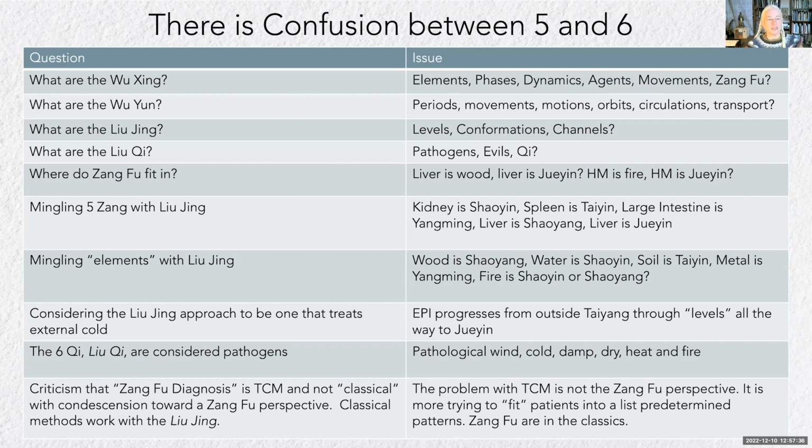So there's a lot of mingling of the 5 Zang with the Liujing. So, the kidney is Shaoyin, the spleen is Taiyin, large intestine is Yangming, liver is Shaoyang, whereas liver is Jueyin. So there's kind of a conflating of the Zang with the conformation.